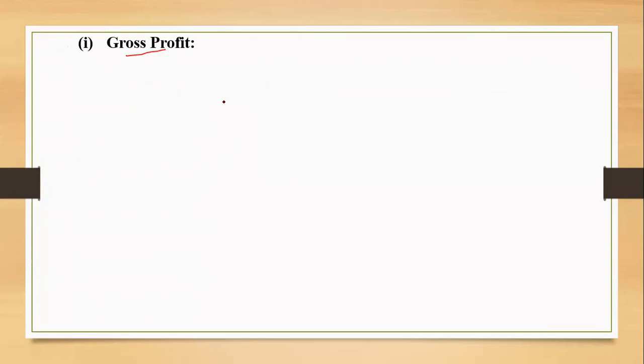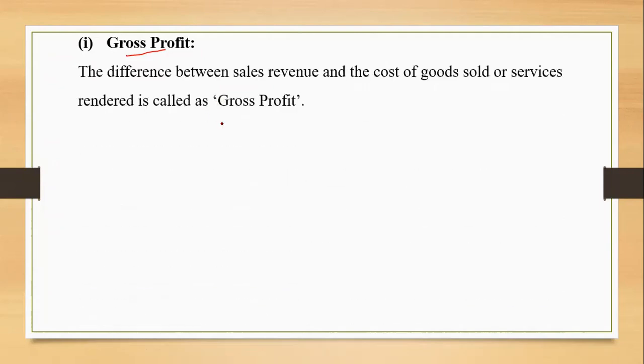Gross profit comes from the trading account. In the trading account, we generally deal with goods and items related to goods. It may be purchase, sale, purchase return, sales return, opening stock, closing stock, and direct expenses also. Whenever you have to define gross profit, you can simply say that it is the excess of revenues over the cost of goods sold. The difference between the sales revenue, the sale of goods, and the cost of goods sold is called gross profit.